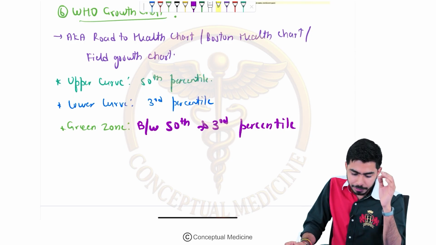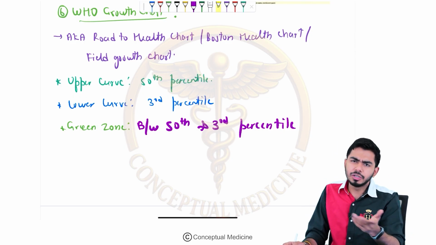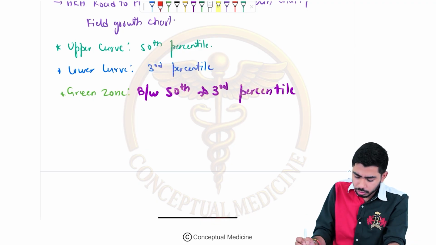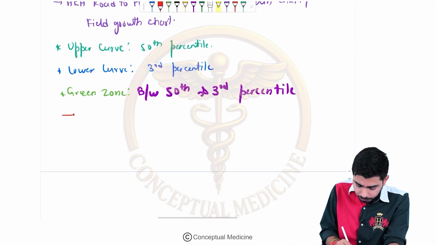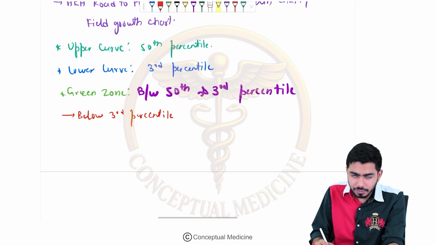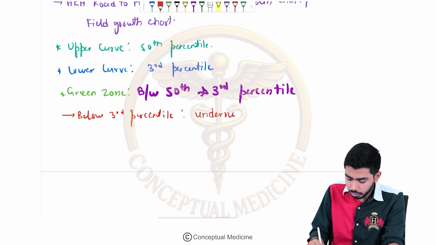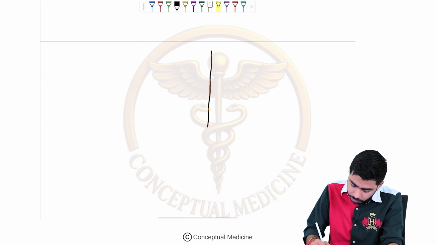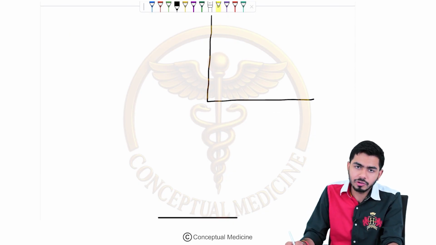Now below the 3rd percentile, we'll be considering that as undernutrition. So below the 3rd percentile, you can consider that as the red zone, the undernutrition zone. If you draw this particular graph, it will look like this.